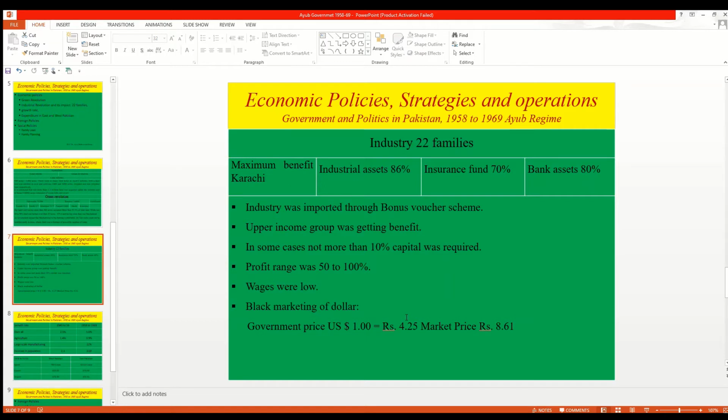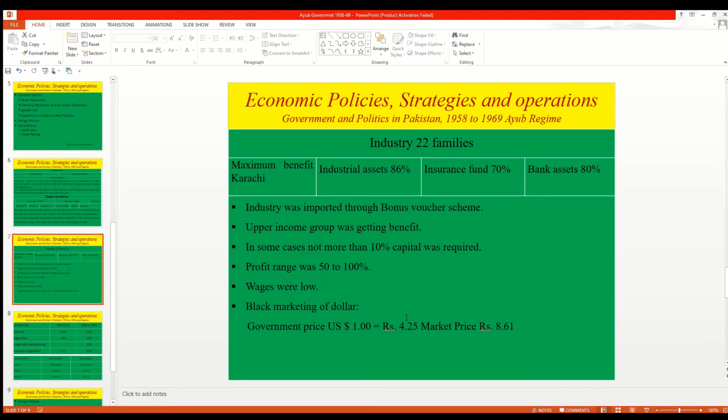However, the other aspect of this growth was that the wealth and industrial assets accumulated in 22 families due to the policies of the government. And it is very interesting that maximum benefit went to Karachi. In the previous lecture we discussed that most of the tubewells and tractors were provided in Punjab. The whole price of tractors and tubewells was equal to 2-3 units of the industry.